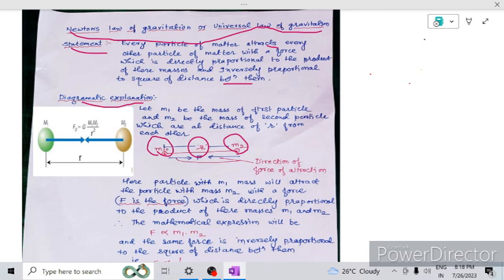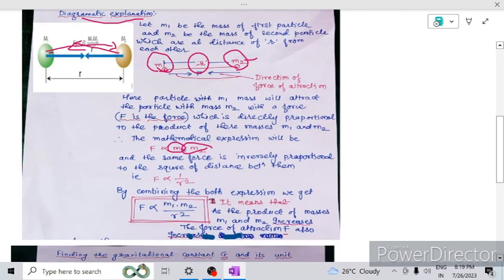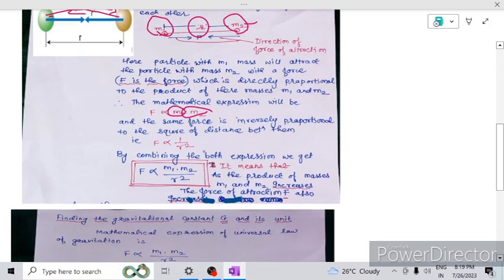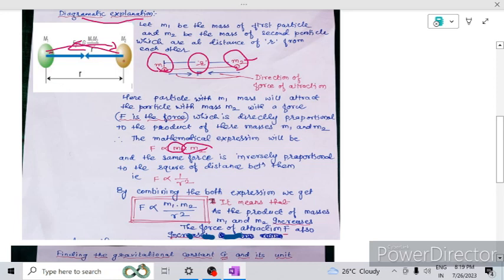According to Newton's law of gravitation, masses attract each other, meaning m1 will attract m2, and m2 will attract m1, towards each other with a force which is directly proportional to the product of their masses, m1 into m2, where m1 is the mass of the first particle and m2 is the mass of the second particle. The force is also inversely proportional to the square of the distance between them. Here, between the masses m1 and m2, the distance is r.